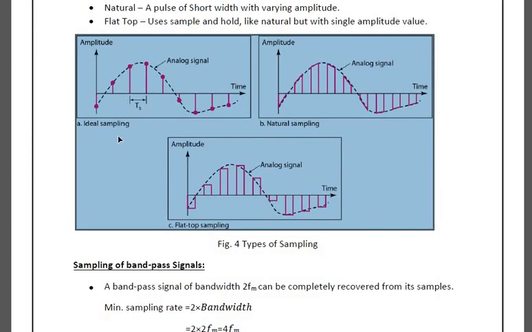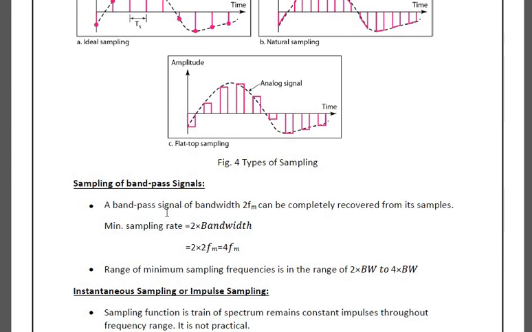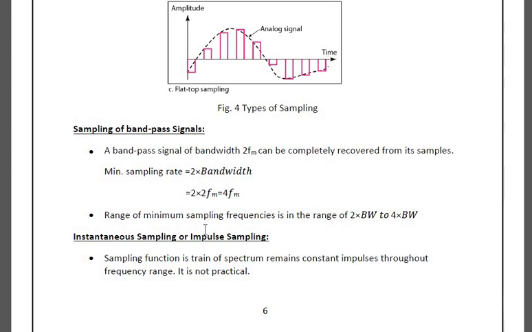You have 3 different kinds of sampling: ideal sampling, natural sampling and flat top sampling. Out of these 3, which one is the best? Flat top sampling, because here the top of the sample will be constant, so no noise will occur. That's the reason we use flat top sampling. Then we have sampling of the band pass signal. A band pass signal of bandwidth 2 FM can be completely recovered from its samples, and the minimum sampling rate is 2 into bandwidth, that is 4M. We covered this in the last sem. I hope you all remember.